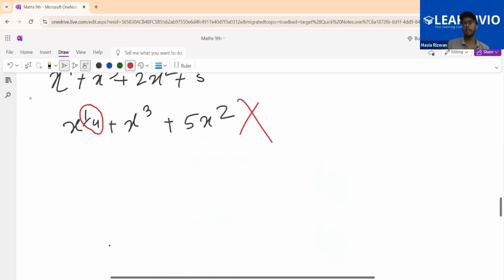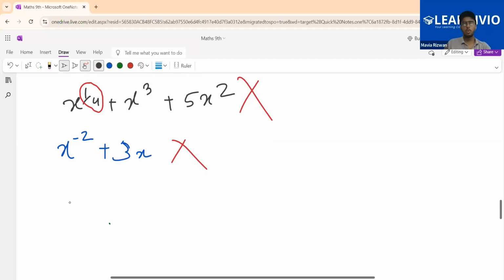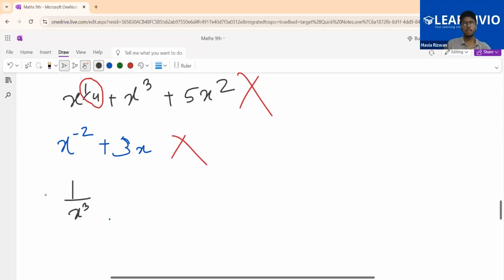Understood? Yes. Okay. Now, second, x raised to the power minus 2 plus 3x. Tell me, is this a polynomial? No, because it's minus 2. Yes, so the power is an integer, a negative number, but it should be a whole number, right? Now tell me, is 1 by x raised to the power 3 plus x to the power 4 plus 1 a polynomial? No. Why not? It will be x to the power minus 3. Yes, you are right.